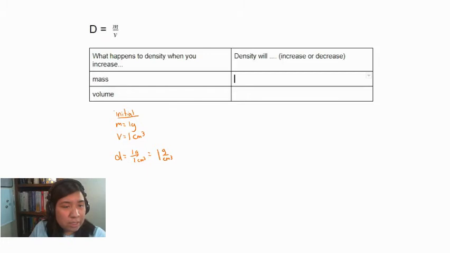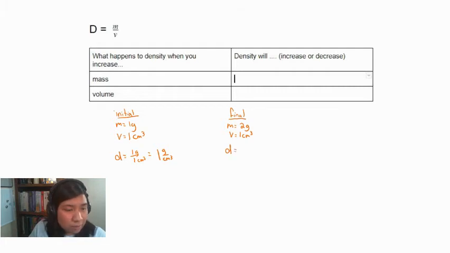But now you want to see what will happen if you increase the mass. So I'm going to do final, and let's increase the mass to 2 grams. So now instead of 1, we increased it to 2 grams. The volume stayed the same. And so now I'm going to put it into my density equation.